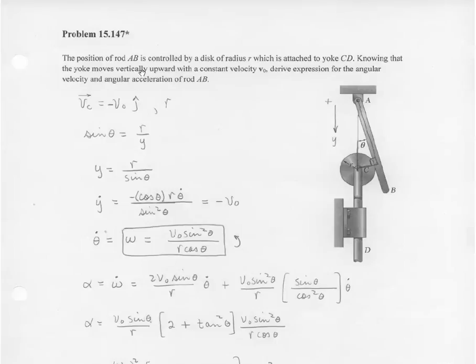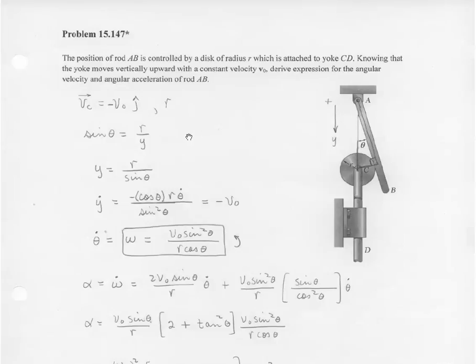Knowing that the yoke moves vertically upward with a constant velocity V naught, derive an expression for the angular velocity and angular acceleration of the rod AB. So I'm going to note a positive downward value for the position of this point with respect to A. In other words, the y-axis is vertically downward, and the velocity of C is given as minus V naught j, since the negative j direction is up, and it said that this is moving upward.